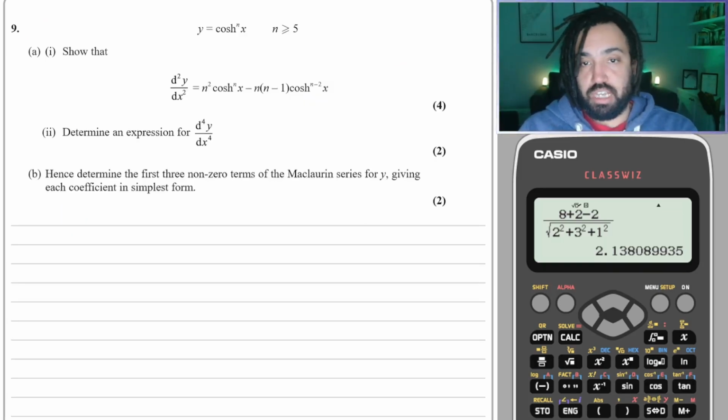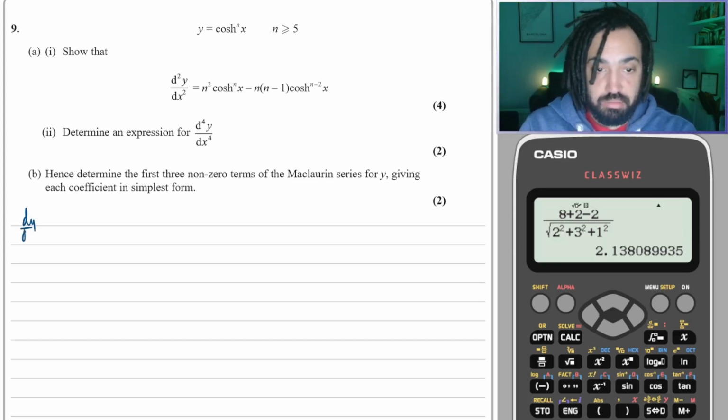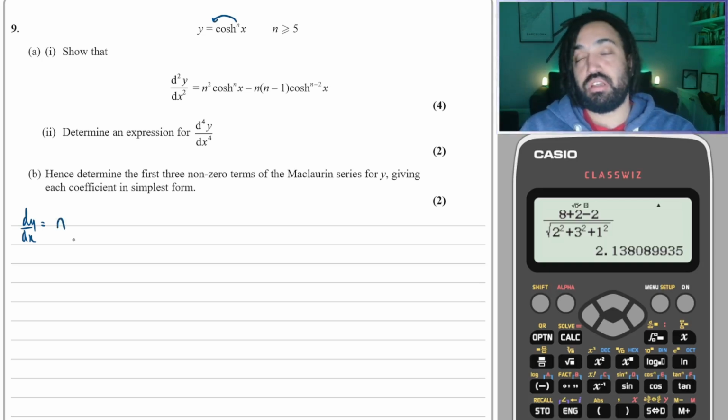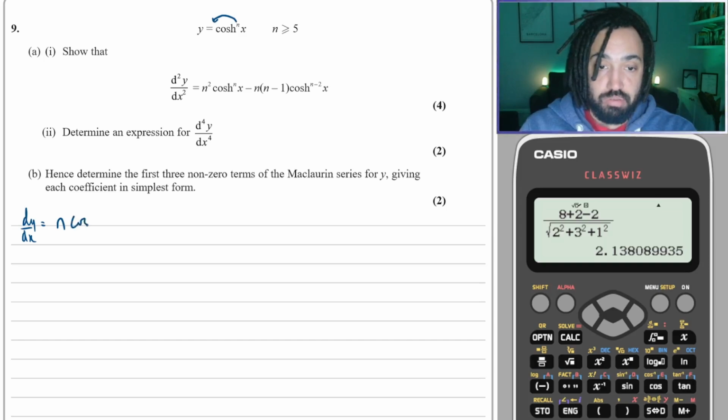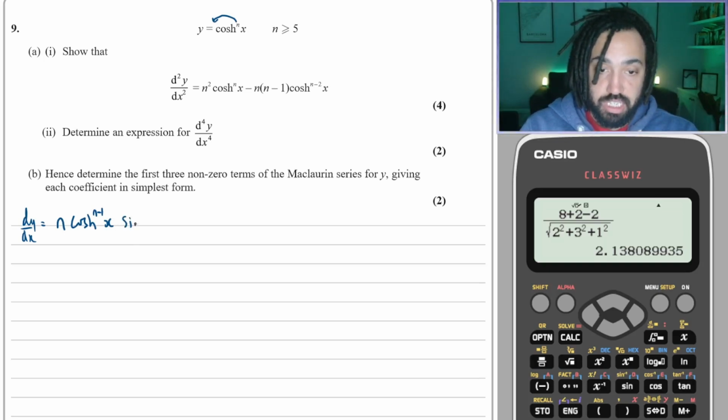Okay, final question, and we have y is equal to cosh to the n of x, and it says show that the second derivative is equal to this. Holy moly! Okay, right. Let's get differentiating then. So the first derivative, this is using the chain rule, which I hope everyone is comfortable with. The n will come down to the front, become the new coefficient. We would write cosh, and we would drop the power down by 1, and then we'd always have to multiply by the derivative of the function itself. So I've got to multiply by the derivative of cosh, which is sinh x.